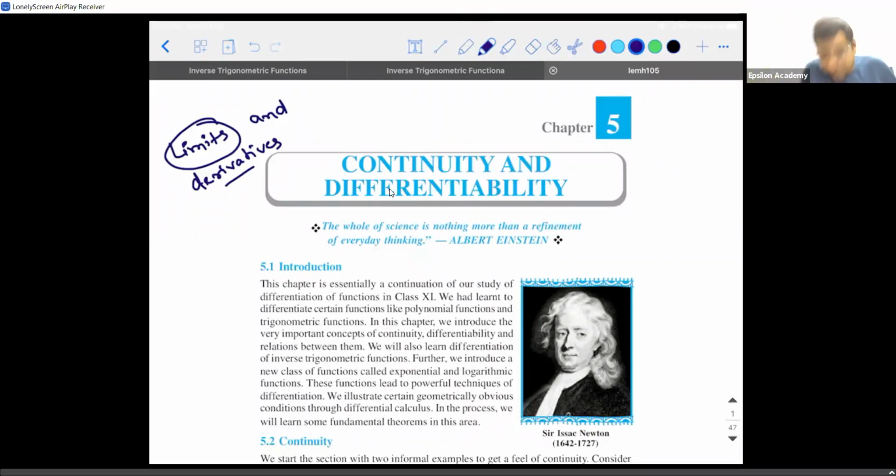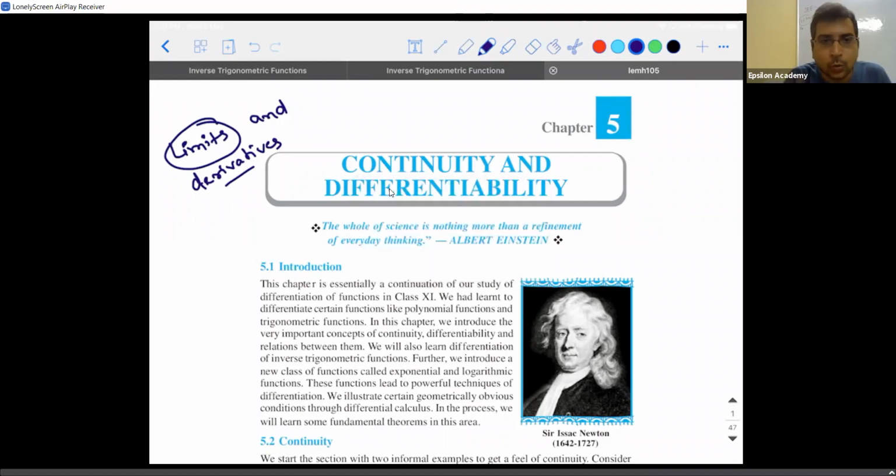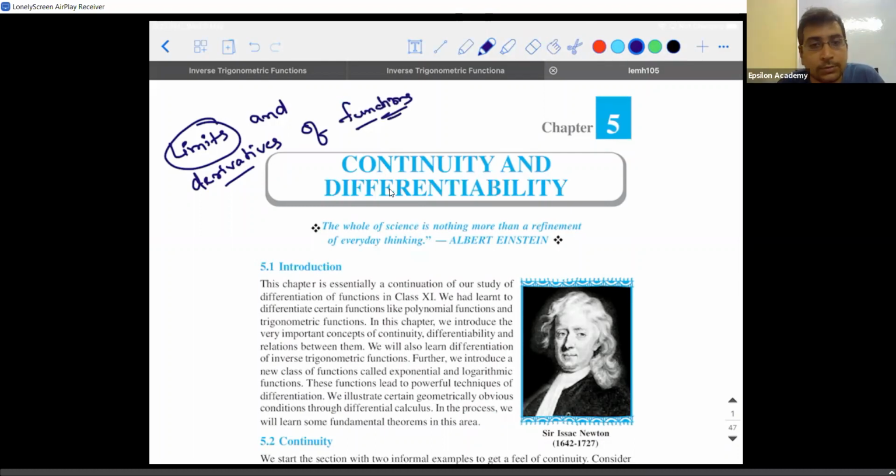Okay, sorry guys. Did you guys think about the question? We are saying limits and derivatives, no? Of what? Of functions. Very good. We speak about the limits and derivatives of a function. Why do we need it? That's what we need to understand.